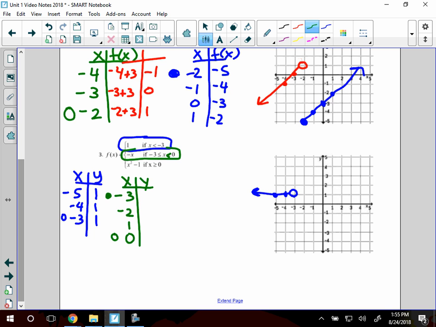So that function is -x. You could read that as opposite of x. So opposite of -3 is +3, and here +2, here +1, and then 0. So as I go to plot those points, -3, 3, -2, 2, -1, 1, 0, 0 will be an open circle, whereas this one was a closed one, and then I just connect. Okay, now I've got this last piece here.